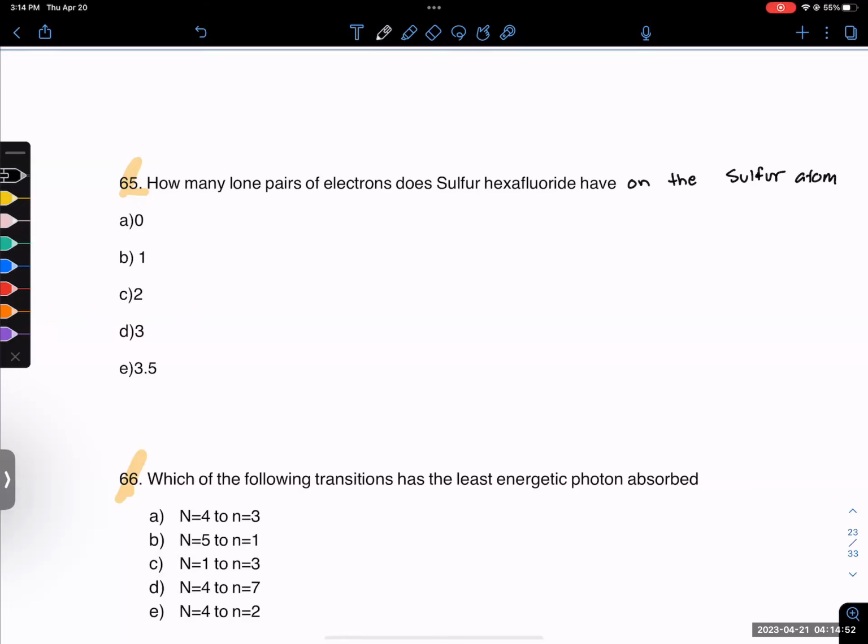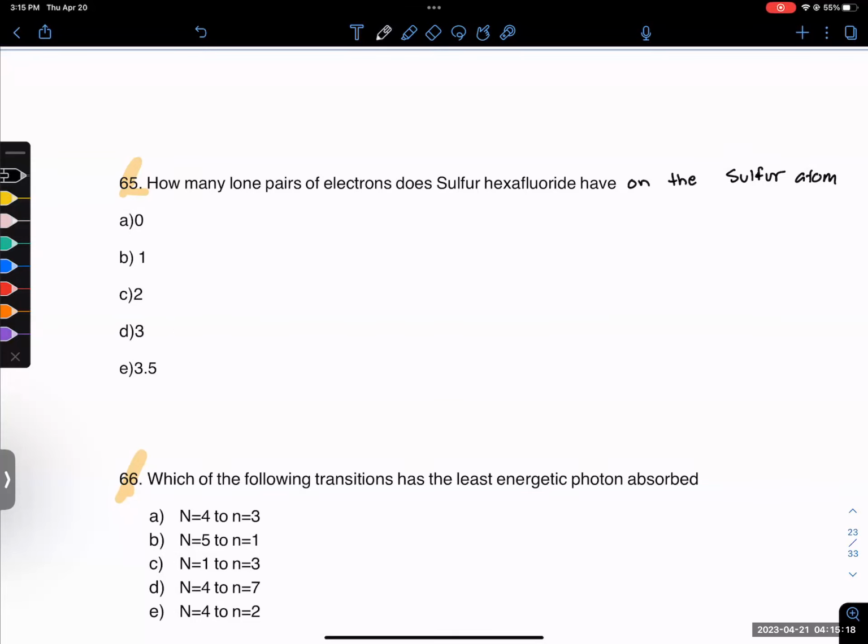If it's not obvious, sulfur would be the central atom. So what's the first step of doing this? You just know, yeah. So let's go ahead and draw it out for good practice. What's the first step before you draw anything out? You count up how many valence electrons you have.